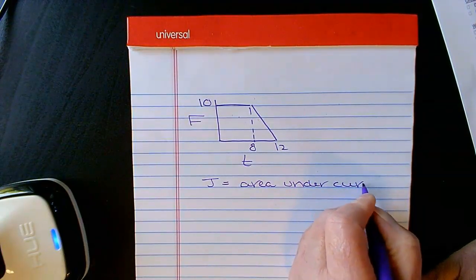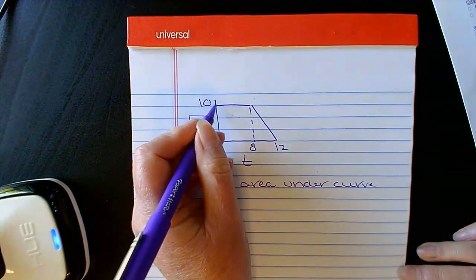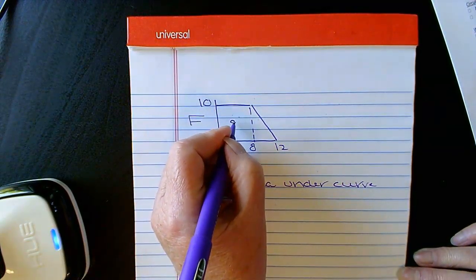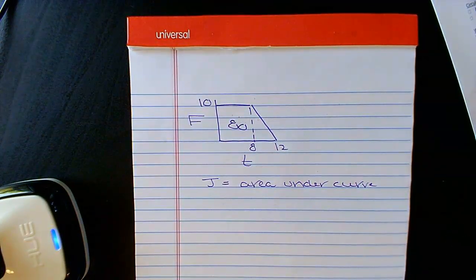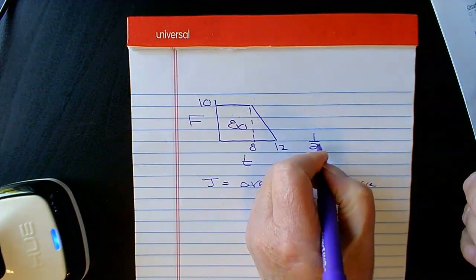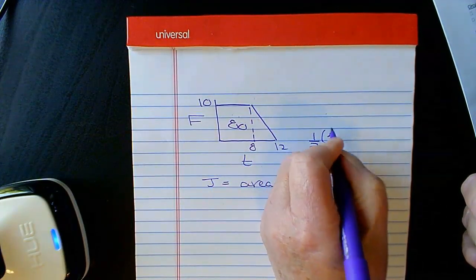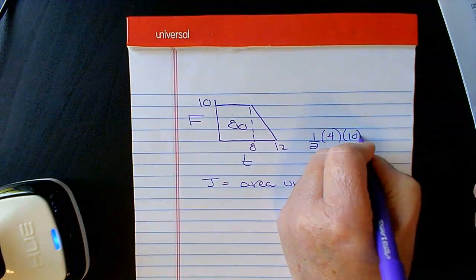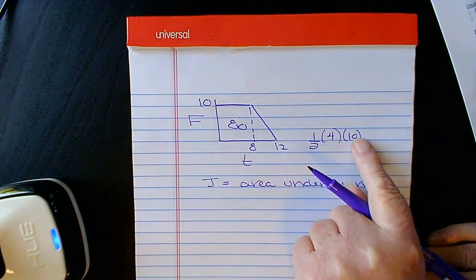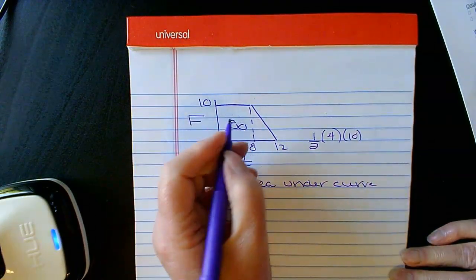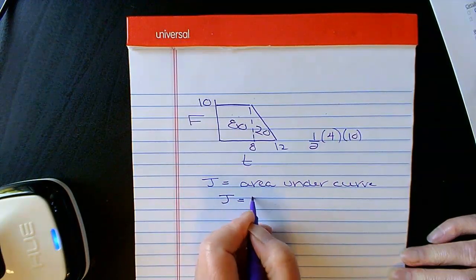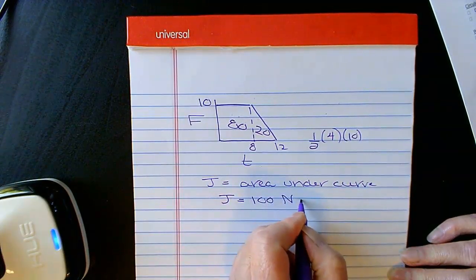All right, so if someone asks you what the impulse is, it is equal to the area under the curve. So we can figure that out very quickly. So 10 times 8, so this part here is 80. And this part is 1/2 the base, which is 4, times the height, which is 10. So that is going to be 40 over 2 is 20. So the impulse would be 100 newton seconds.